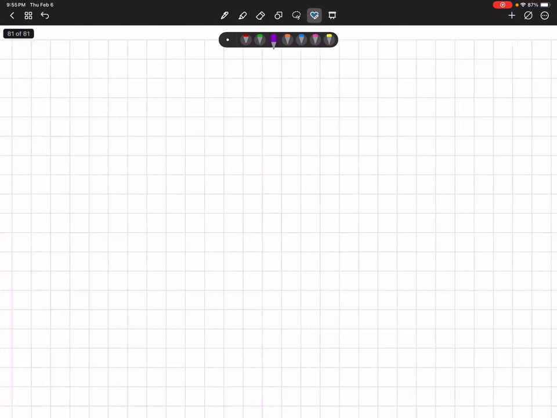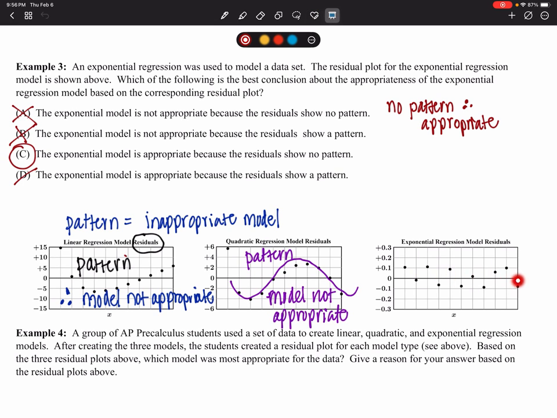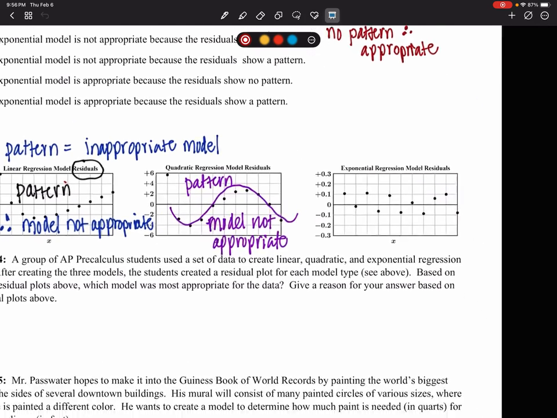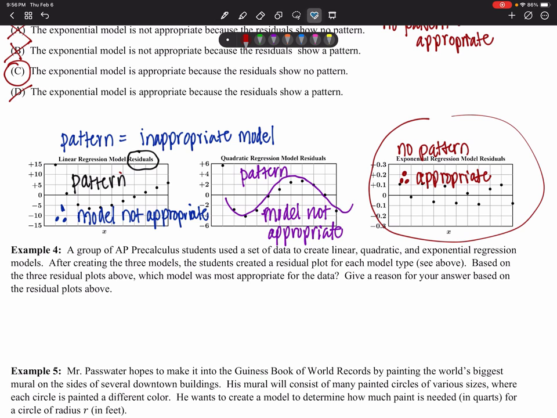Okay, next one. This residual plot is not showing a pattern whatsoever. It's positive, then negative, then positive, then negative, then positive, negative, positive, negative. This is all over the place. Therefore, there's no pattern. Therefore, the model is appropriate. So I would say this one right here, the exponential model.